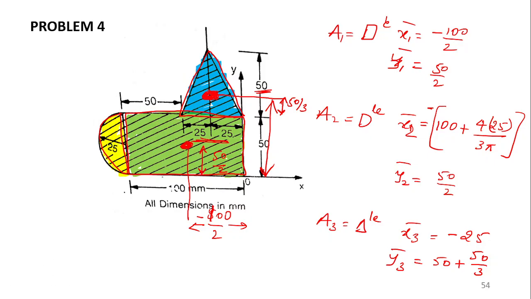So the centroid is located on this line. But how much distance from the base? It is located at a distance of 50 divided by 3 from the base, because its height is 50. But I need to find out the reference distance from here. So the total is going to be 50 plus 50 divided by 3. Okay. Area, x bar, x1 bar, y1 bar, x2 bar, y2 bar, x3 bar, y3 bar.